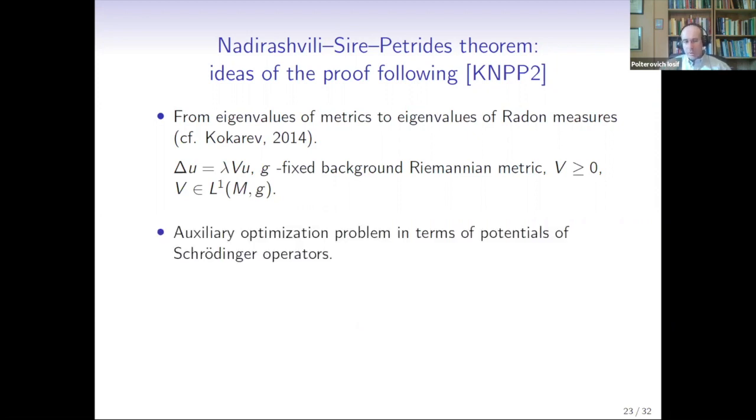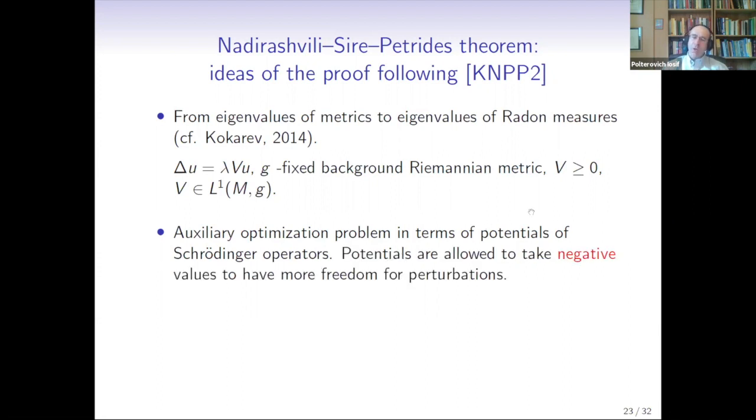The next step is that, instead of looking at the maximization problem for the eigenvalues, there exists a way, which I'm not going to describe in detail, to restate this problem as a maximization problem in terms of these potentials v. You can cook up some Schrödinger operators and look at a certain maximization problem with the following important difference: you're enlarging your space of potentials. You're allowing your potentials to have negative values, and that gives you more freedom for perturbations. So in particular, the extremality condition that you obtain is much nicer.